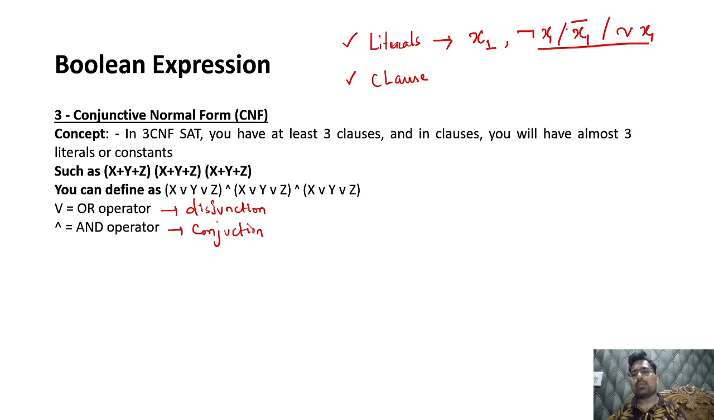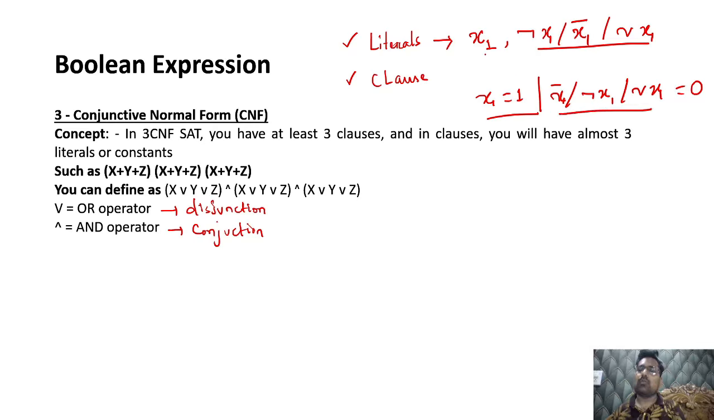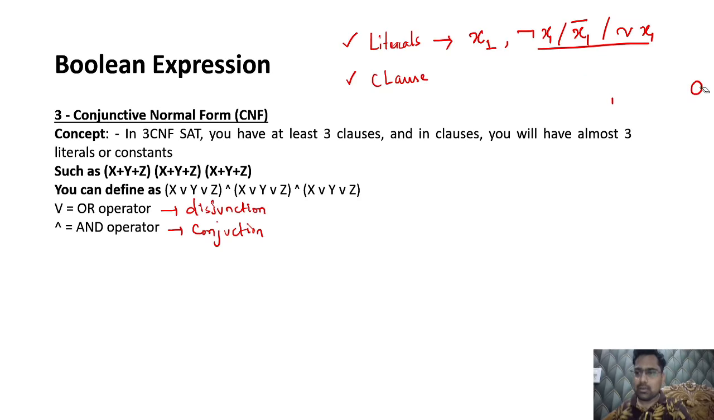If you take the negation of a literal, suppose the x1 value is 1, in this case x bar, or like this if you are writing, the value will be converted to 0. If x value is true, the negation of it is 0, that you know from digital logic. So these are considered as literals for us.